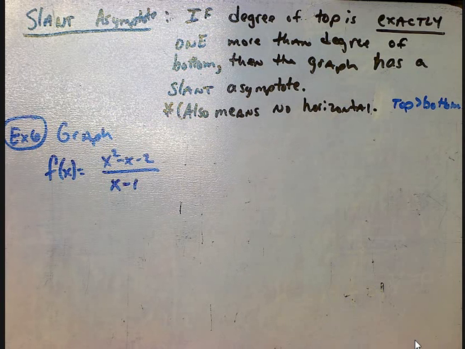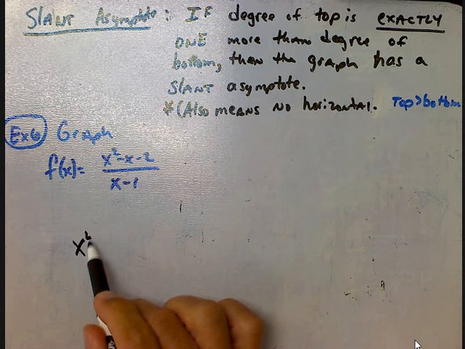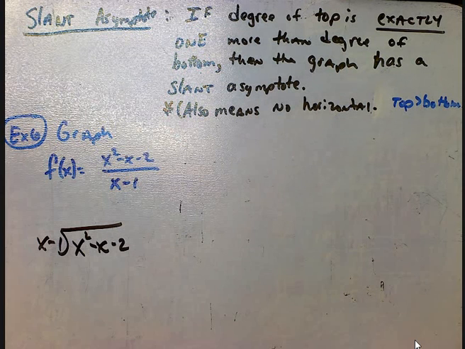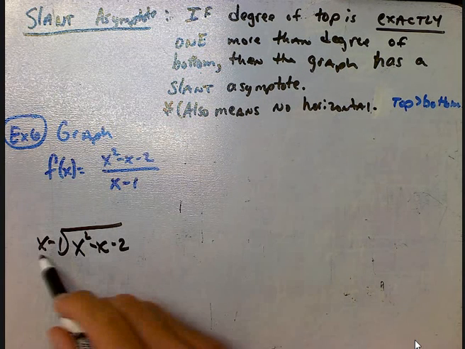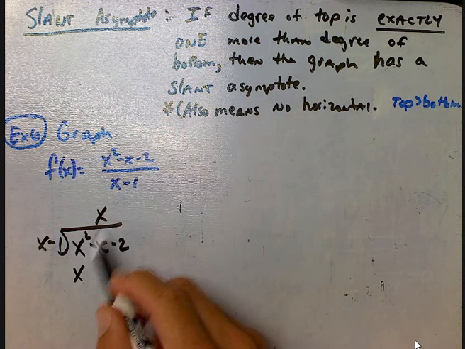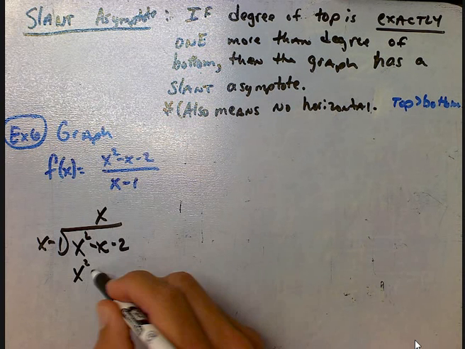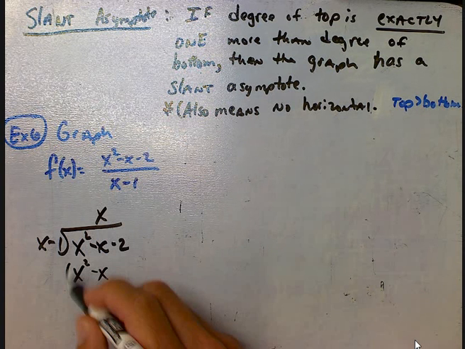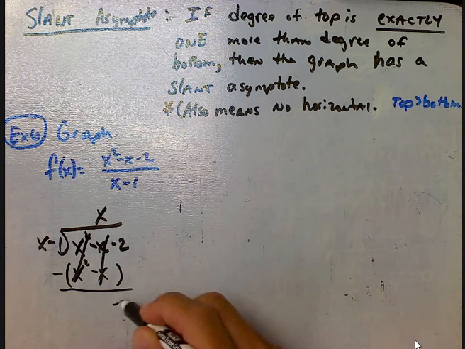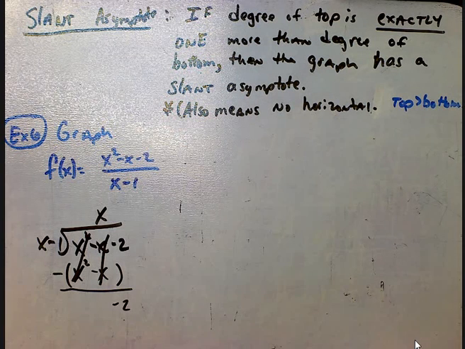So we're going to take the top, x squared minus x minus 2, divided by x minus 1. X goes into x squared 1x times. 1 times x is x squared. 1 times negative 1 is negative x. I'm going to subtract. They both cancel, bring down the negative 2. X does not go into negative 2, so this is the remainder.